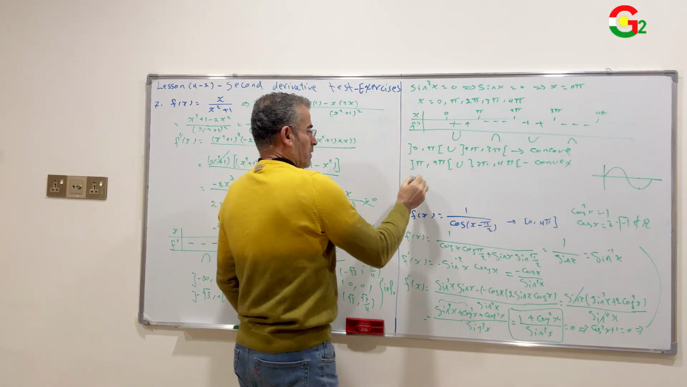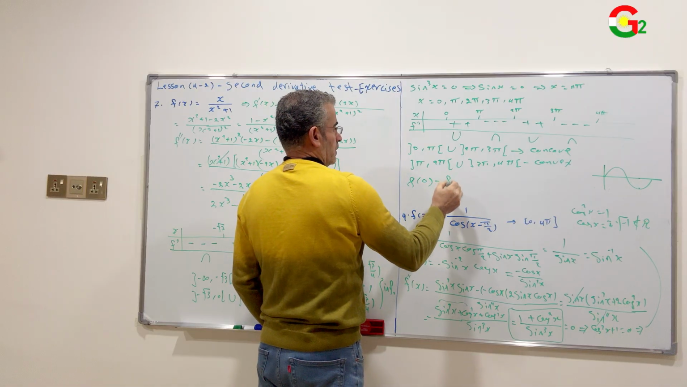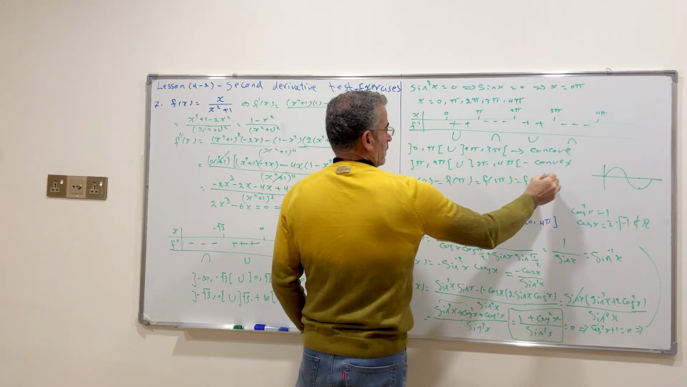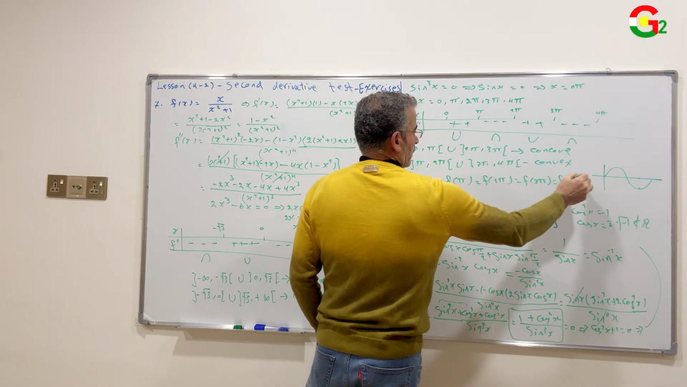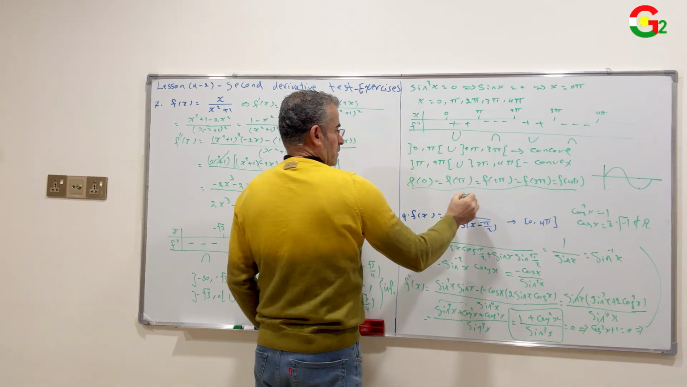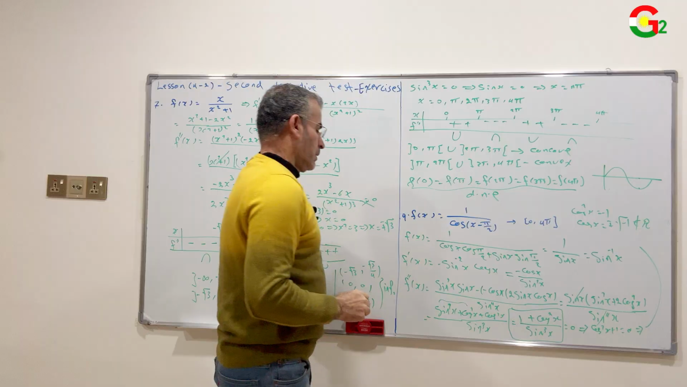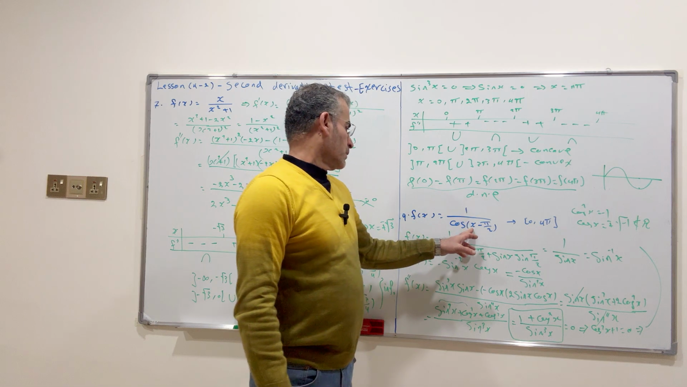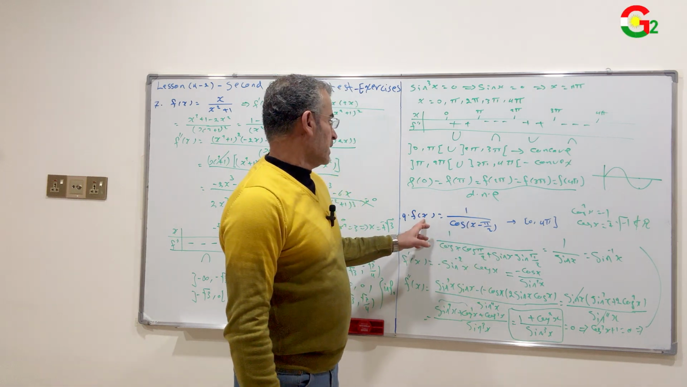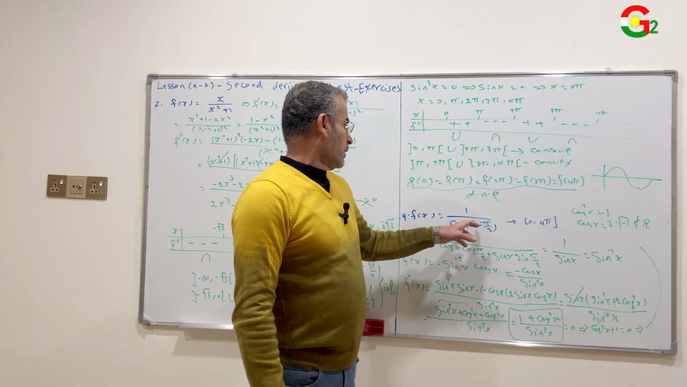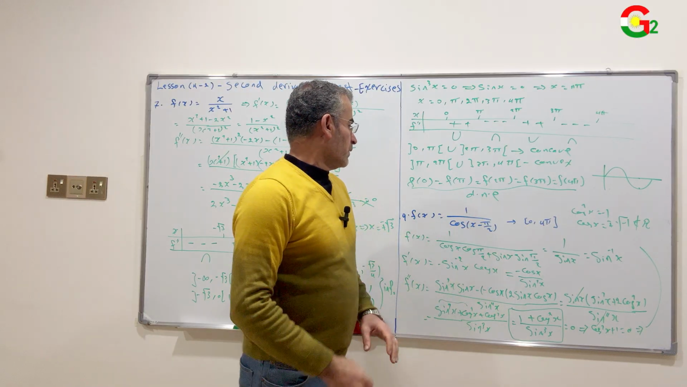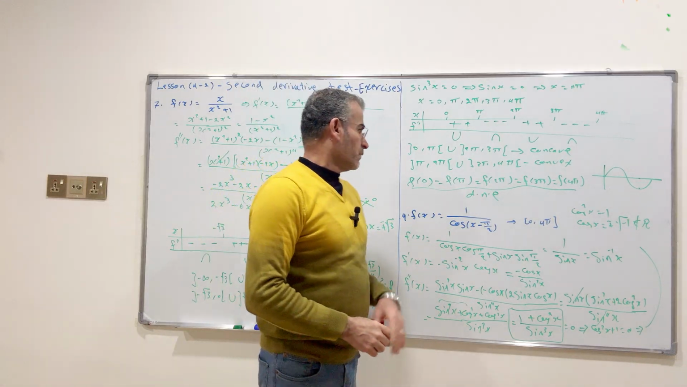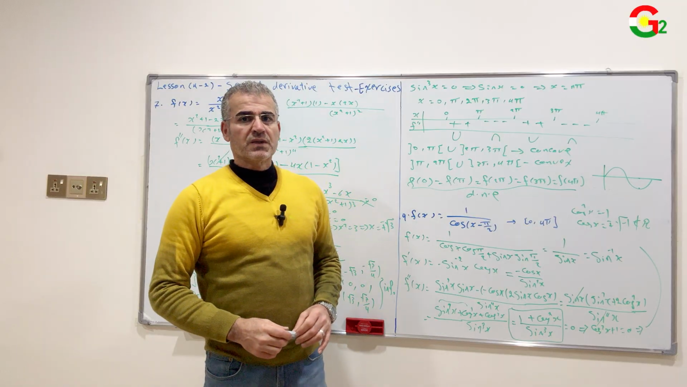And f of 0 equal to f of pi equal to f of 2 pi equal to f of 3 pi equal to f of 4 pi. All these values do not exist because when x is 0, cosine pi over 2 is 0, the function is undefined. When x is pi, minus pi over 2, the function is undefined, and so the other values. Therefore, there is no inflection point to this function.